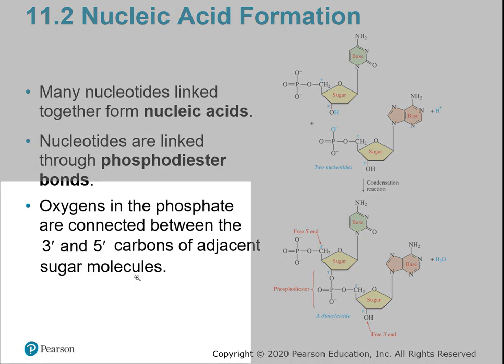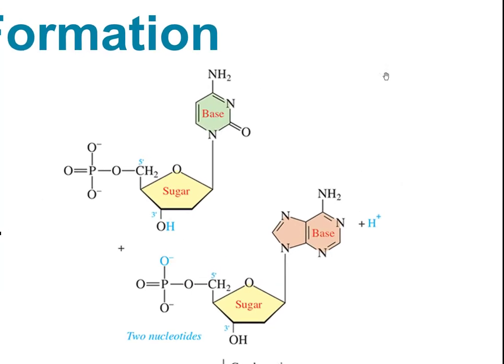I have to do this again. Do you see that the phosphate is attached to the 5th carbon? Do you see that this link where the next phosphate attaches is to the 3rd carbon? So that's where this numbering comes in.